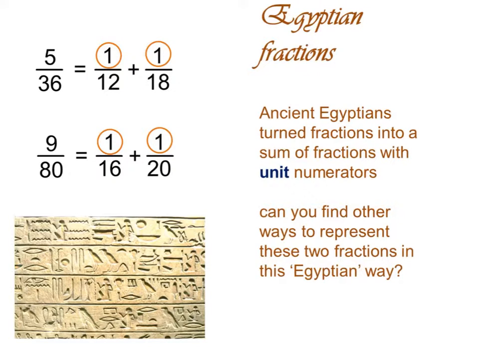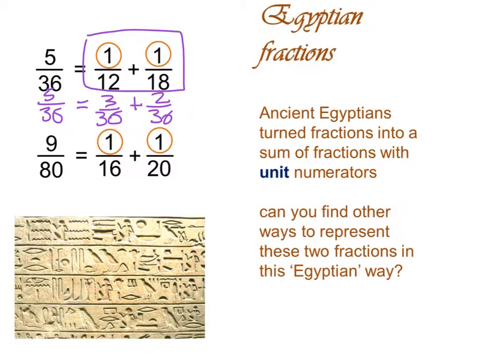Well, how does that work? Well, 1/12, 12 goes into 36 3 times, so that's the same as 3/36. And 18 goes into 36 twice, and that's 2/36, which gives you your 5/36. Okay, so these are the unit fractions that they would turn other fractions into.